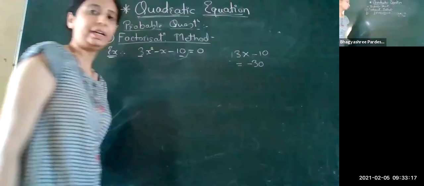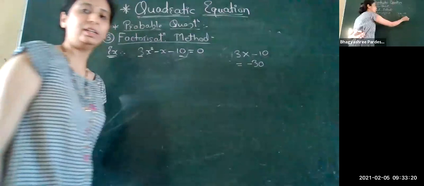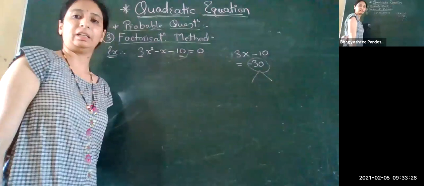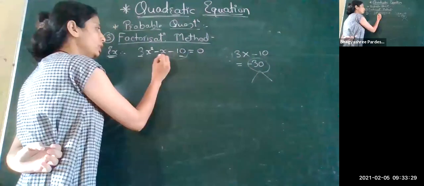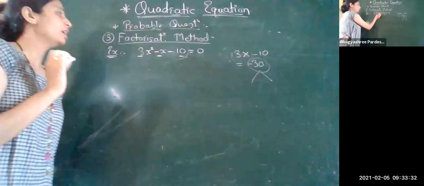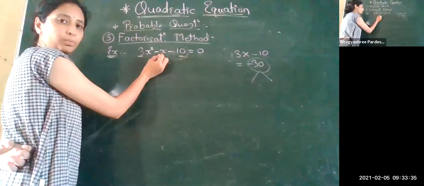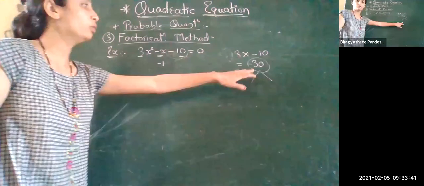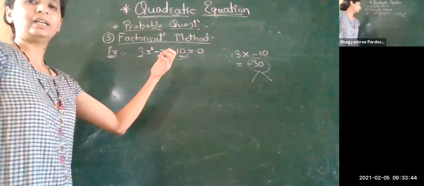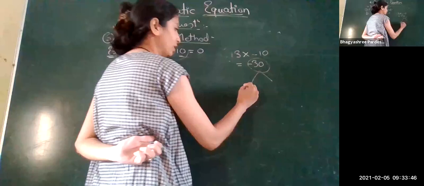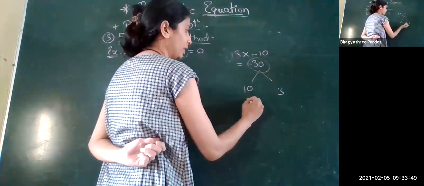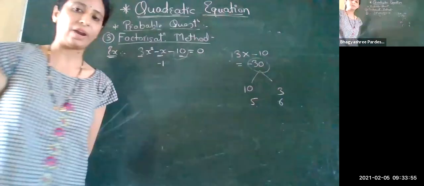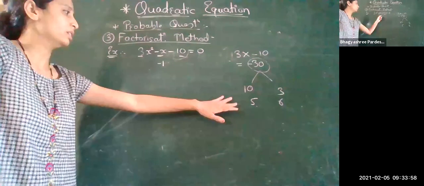Now, we have to find the factors of this minus 30 so that we will get the middle term. What is the coefficient of the middle term? Coefficient of the middle term is minus 1. So you have to find the factors of minus 30 so that you will get minus 1. You know, 10 into 3 is one of the factors. Then again, 5 into 6 is another factor. You will get lots of factors here. From that we have to choose the 2 factors which will satisfy this condition.